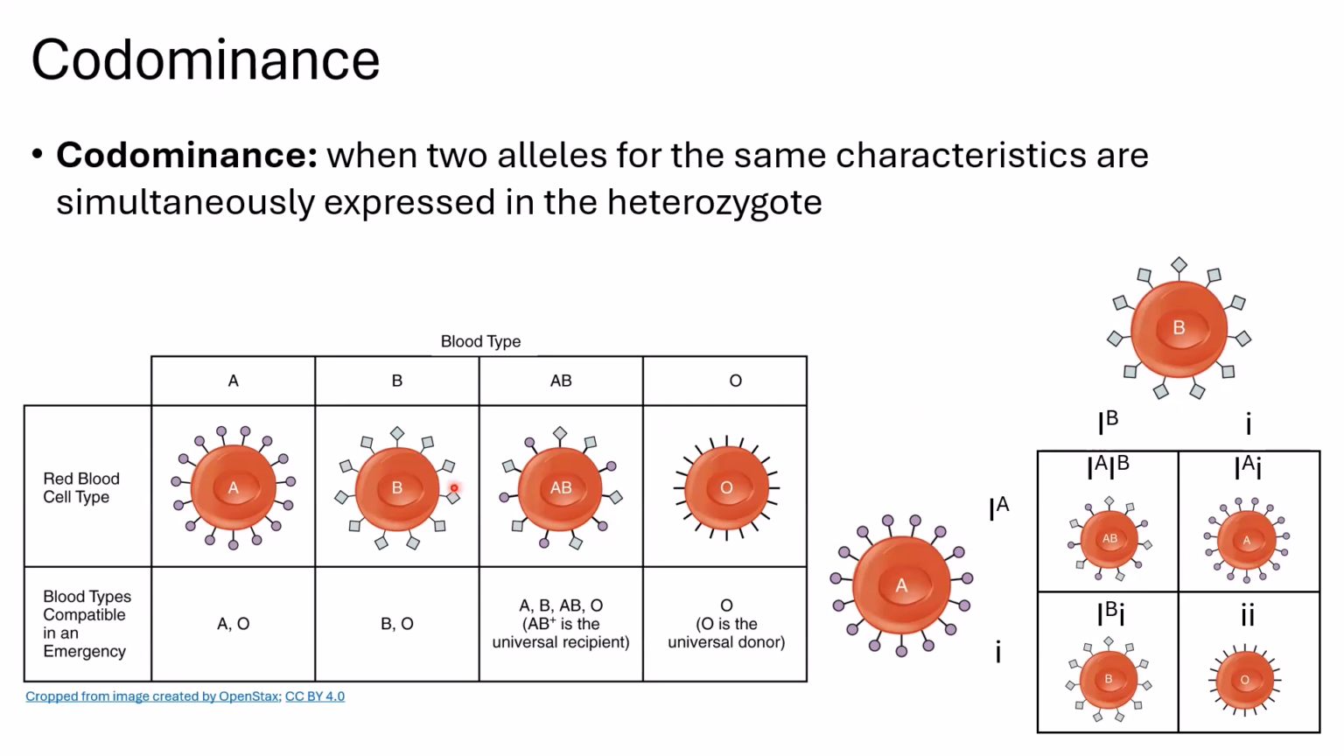These manifest as type A, type B, or type A and type B surface markers on a red blood cell, or no surface markers at all for someone who is type O. If someone heterozygous for blood type A had children with someone heterozygous for blood type B, it would be possible for them to have children who are type AB by receiving the IA allele from one parent and the IB allele from the other, or blood type A or B due to receiving IA or IB from one parent and the lowercase i from the other, or blood type O due to receiving recessive alleles from both parents.